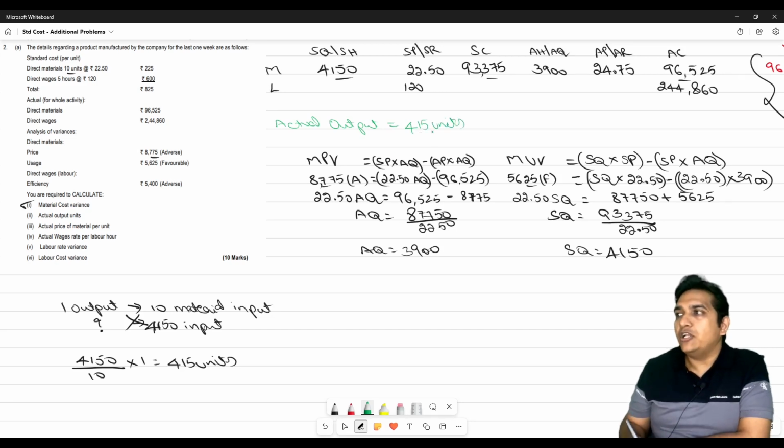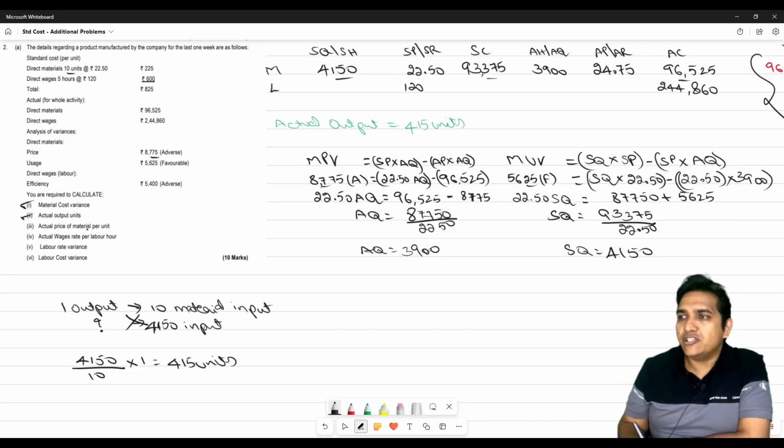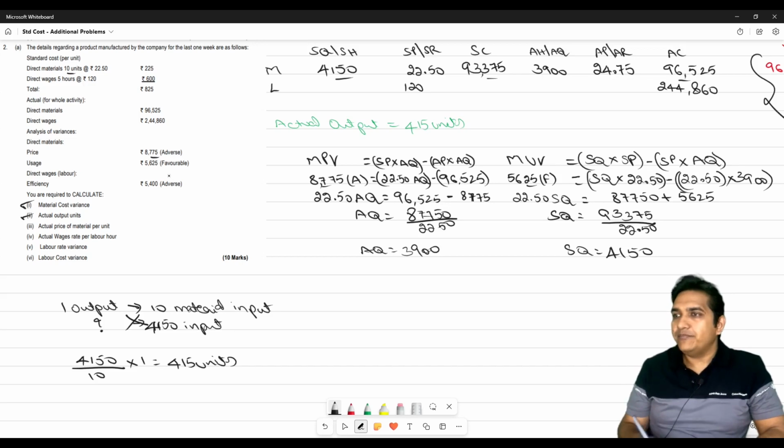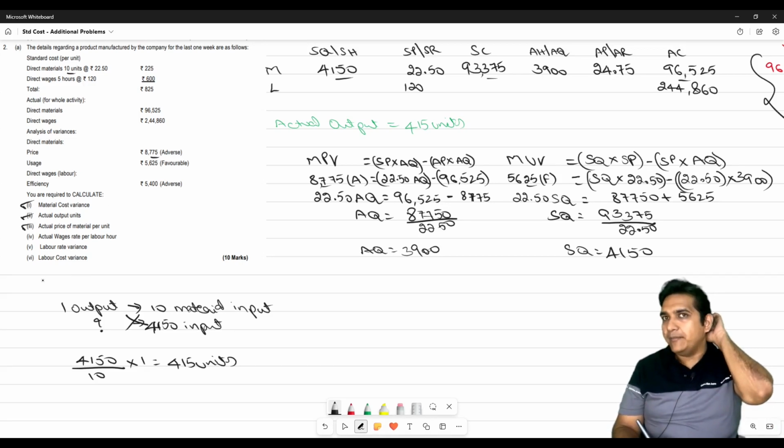Right? My actual output is 415 units. So our second requirement is also completed, right? Next, actual price of material per unit. We have already computed. Actual price is 24.75, right? So this is also done. Next, actual wage rates per labor hour.